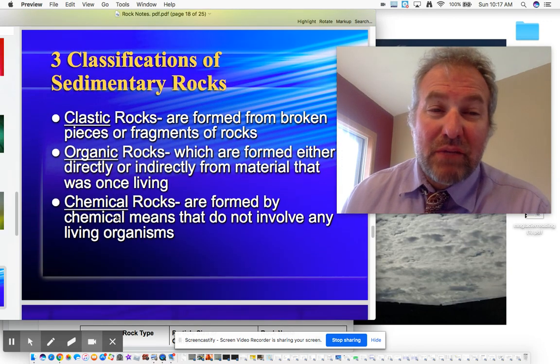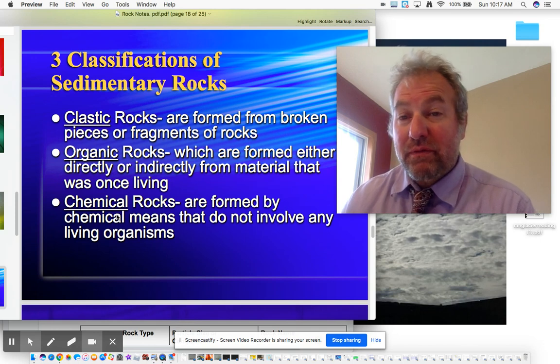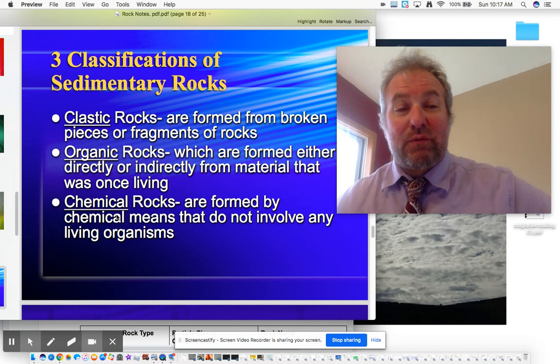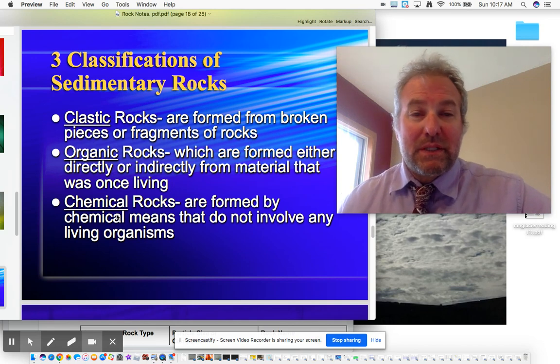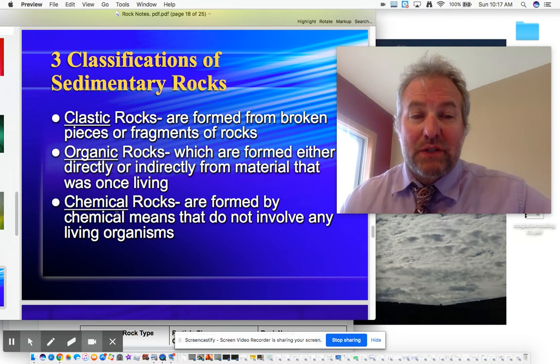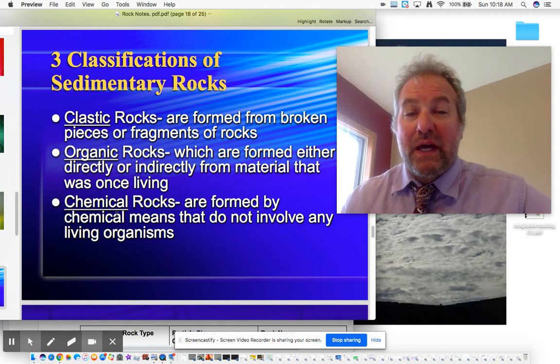Those rocks can either be clastic sedimentary rocks coming from bits and pieces of other types of rocks. They can be organic rocks coming from material that was living or at one time was living, or they could be chemical rocks, rocks that form by chemical means, oftentimes by evaporating and leaving that mineral behind.